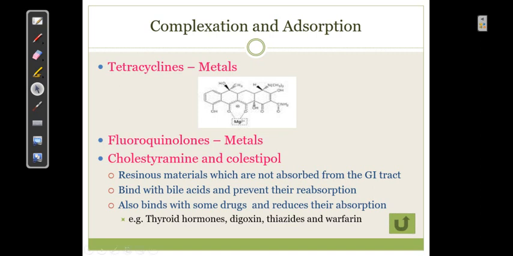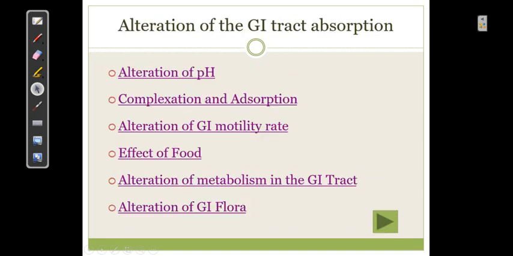In such a case, definitely other anti-hyperlipidemic agents should be considered, right, and concurrent use of thyroid hormones and digoxin along with cholestyramine should be advised not to be taken concurrently, right. So this is regarding the second mechanism, that is complexation and adsorption.